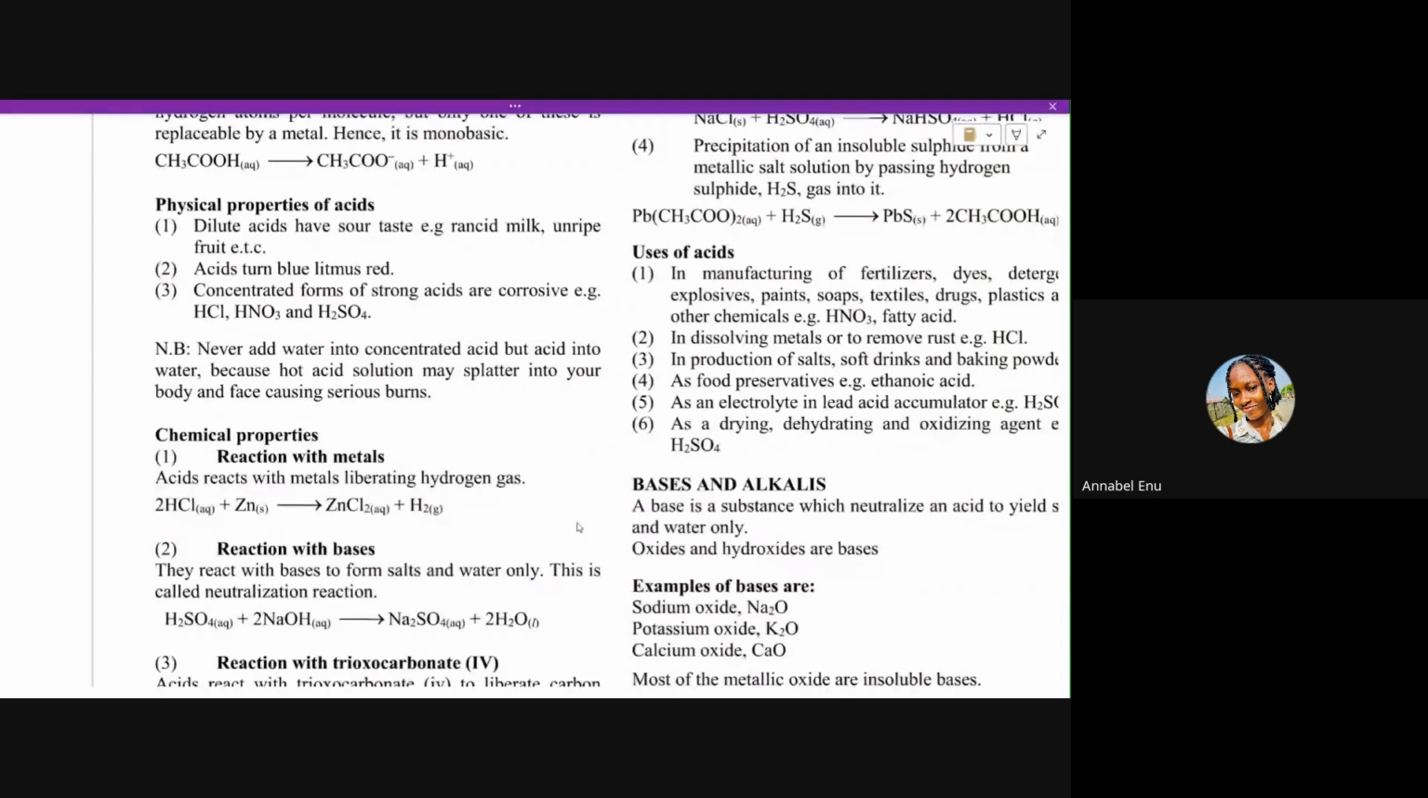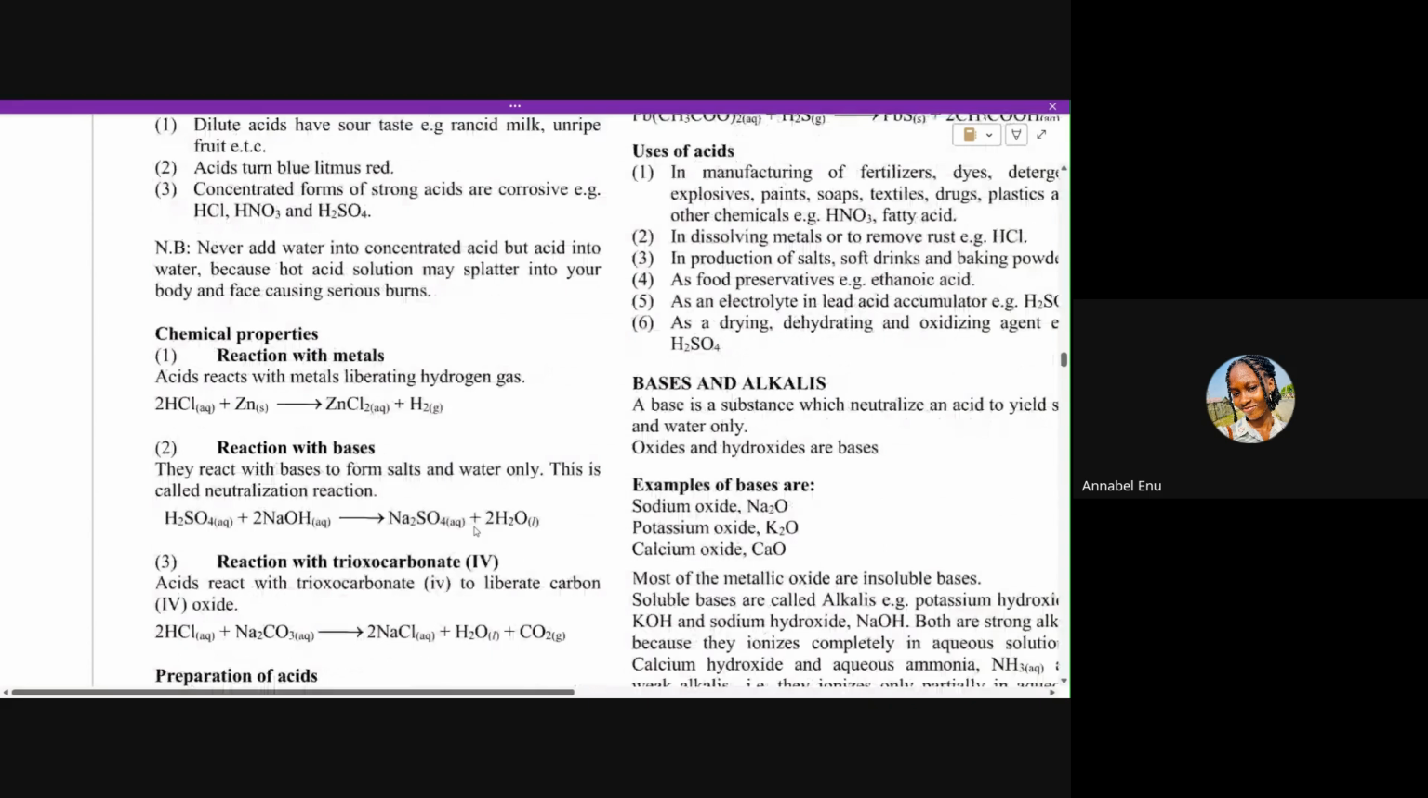But if we touch it with a red litmus paper, it doesn't turn blue, because that is not how it works. Turning blue from red is the quality of a base. So we'll get there. Now, chemical properties of acids.